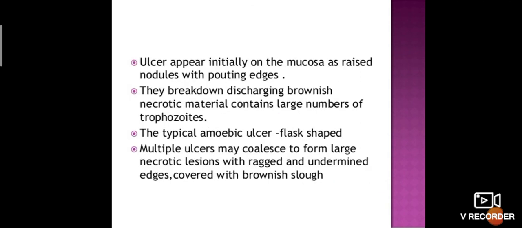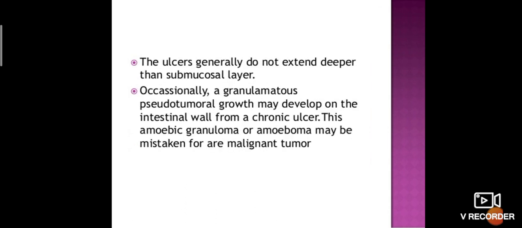Ulcers appear initially on the mucosa as raised nodules with pointing edges, and they break down, discharging brownish necrotic material containing a large number of trophozoites. Ulcers generally do not extend deeper than the submucosal layers.